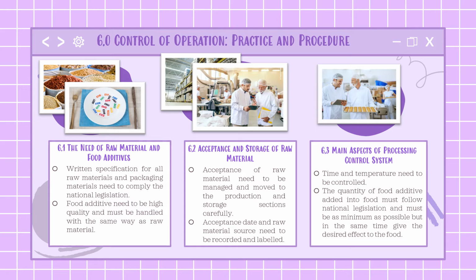Main aspects of processing control system. Time and temperature need to be controlled to ensure food safety and quality. The quantity of food additive added into food must follow national legislation and must be as minimum as possible, but at the same time give the desired effect to the food.